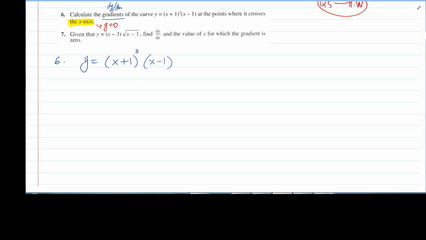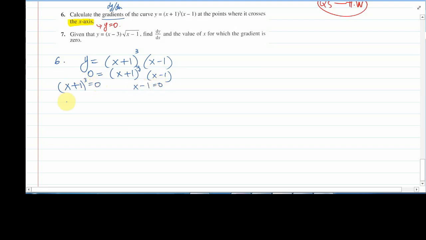So now what you are going to do, first you need to find out the value of x here. So put y equals to 0 is equals to x plus 1 whole cube and x minus 1. Right, so equate both of them with 0. X plus 1 whole cube equals to 0 and x minus 1 equals to 0. That will be x plus 1 equals to 0, x equals to minus 1, and x equals to positive 1. You have the values of x with you. Why we need the value? Because we need to find out the gradient. It says calculate, that means now it's a numeric value.